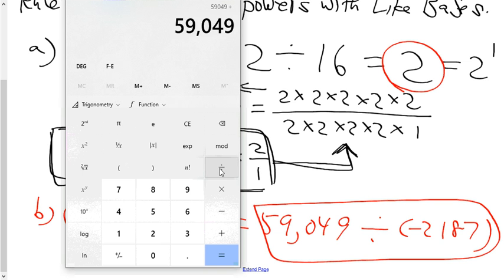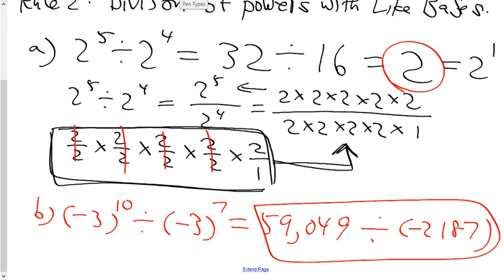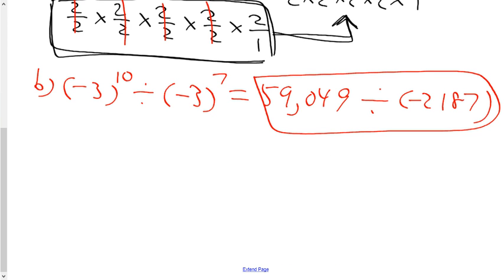Watch. 59,049 divided by negative 2,187 equals negative 27. So here's what she did. Because you're dividing these two numbers, this is what it looks like.